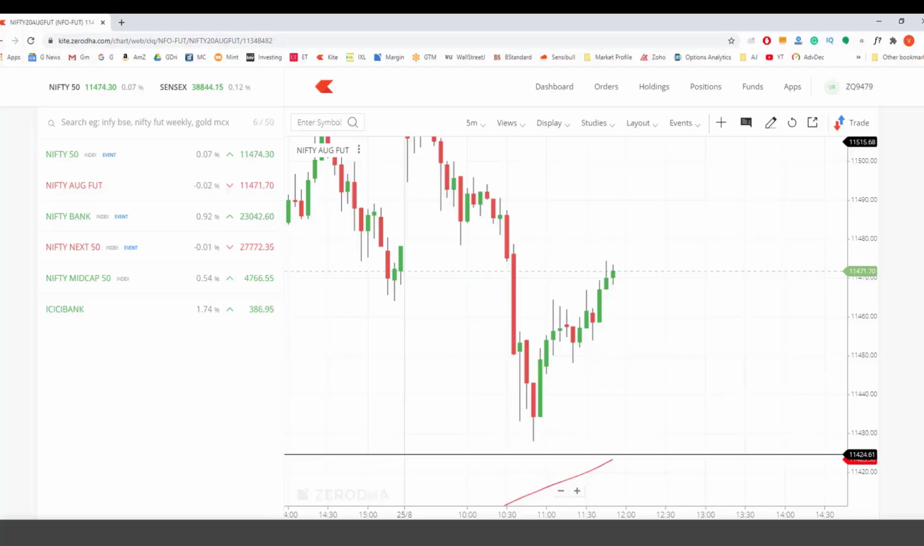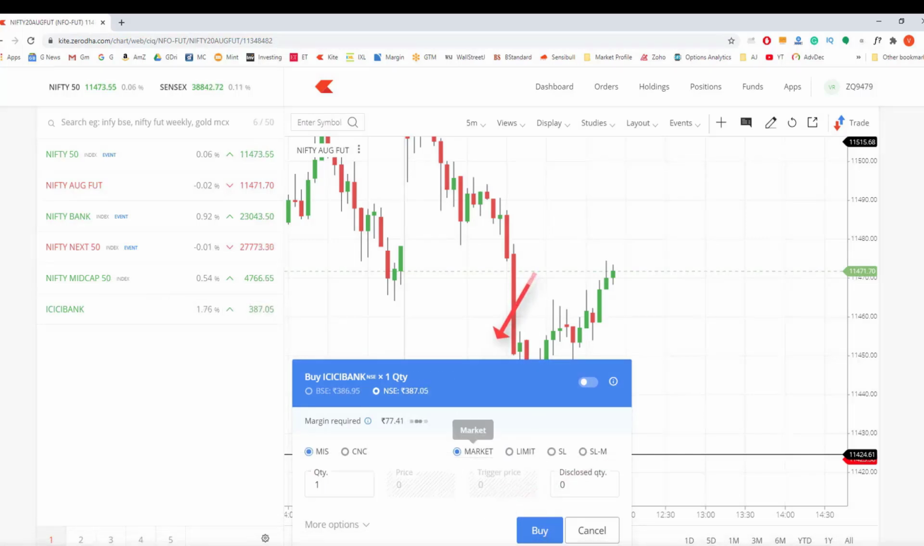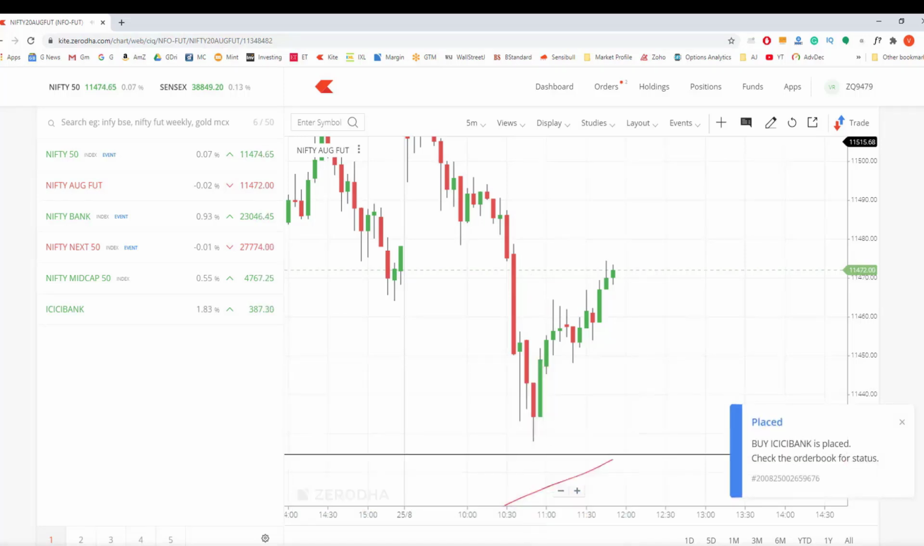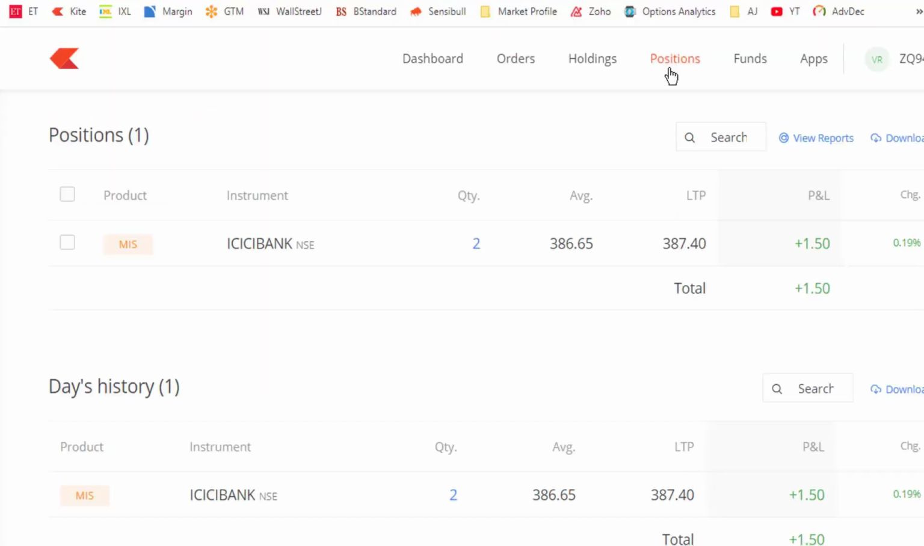Let's take a live example. We'll take the same case again. We will place a market order this time for ICICI Bank. Life is going to be very easy here. All we have to do is select market and hit the buy button. As you can see, the order gets executed instantly and I got a price of 387.3 rupees. At the time of placing that order, I did not know exactly what the price was going to be, but the exchange found a seller who was willing to sell me one share of ICICI Bank at 387.3 rupees, and that is the price I got.